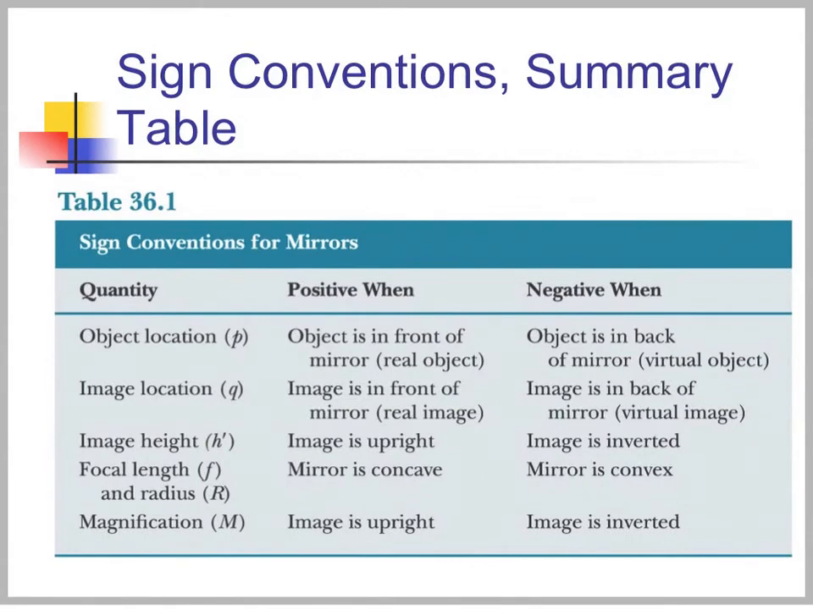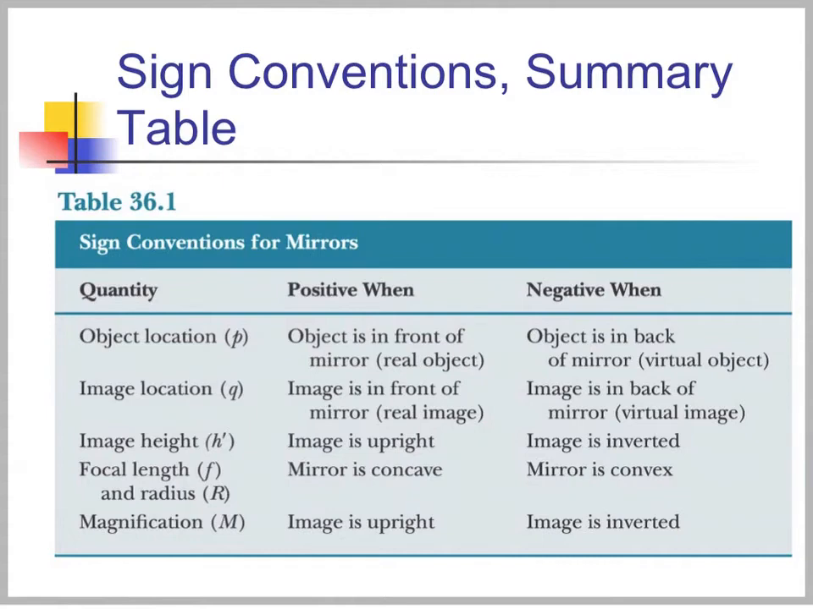So, P is positive. The object is in front of the mirror. It's a real object. It's negative when it's in back of the mirror, a virtual object. We haven't talked about virtual objects yet, but you can have, from other optical instruments, a virtual object, and we'll get to some problems like that later. The image location, Q, is positive if the image is in front of the mirror. It's a real image. It's negative if it's a virtual image, or it's behind the mirror.